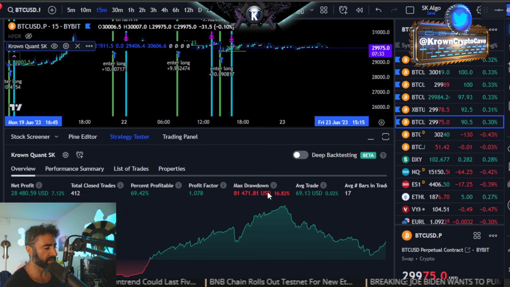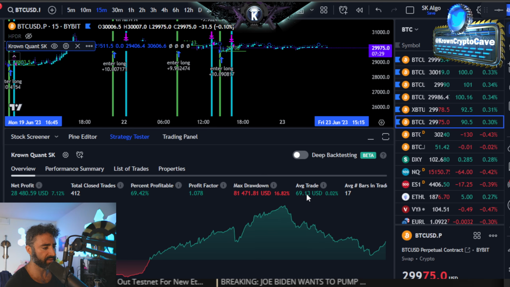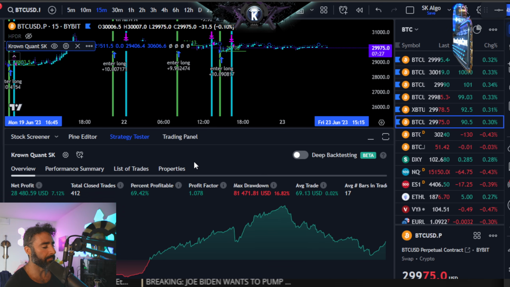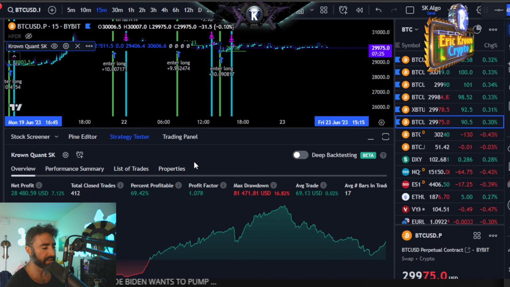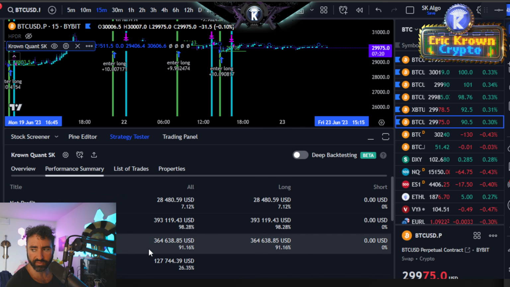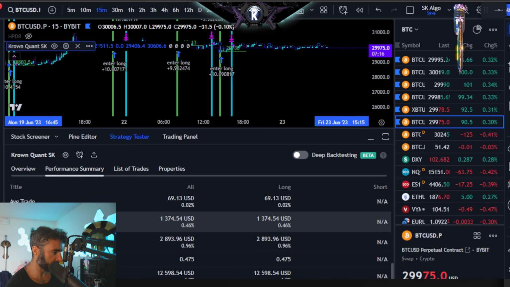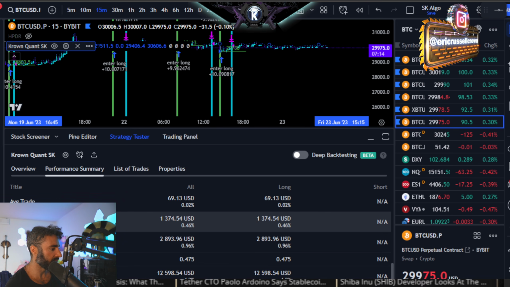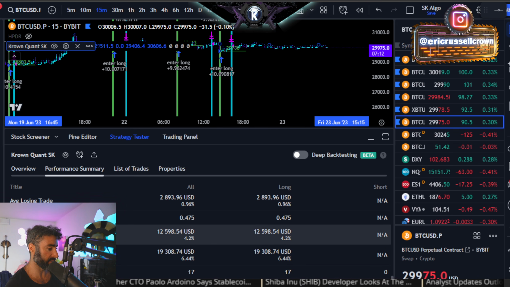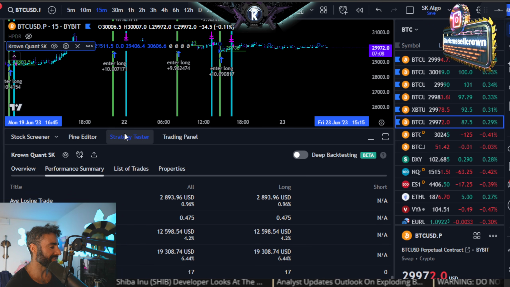I do want to address something because a lot of people will look at the average trade and they'll be like, hey, what? The average trade is only $69. Great number. No, that's not. That's a combination of the winning and losing trades, actually. So if we go into the performance summary, we can see that the average winning trade was, what? Yeah, about 0.5% actually. And the largest winning trade was actually 420. So not bad right there.